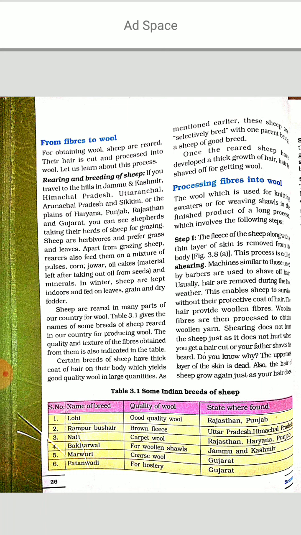Sheep are reared in many parts of our country for wool. The table gives the names of some breeds of sheep reared in our country for procuring wool. Procuring means getting wool. The quality and texture of fibers obtained from them is also indicated in the table. Please study the table, children.